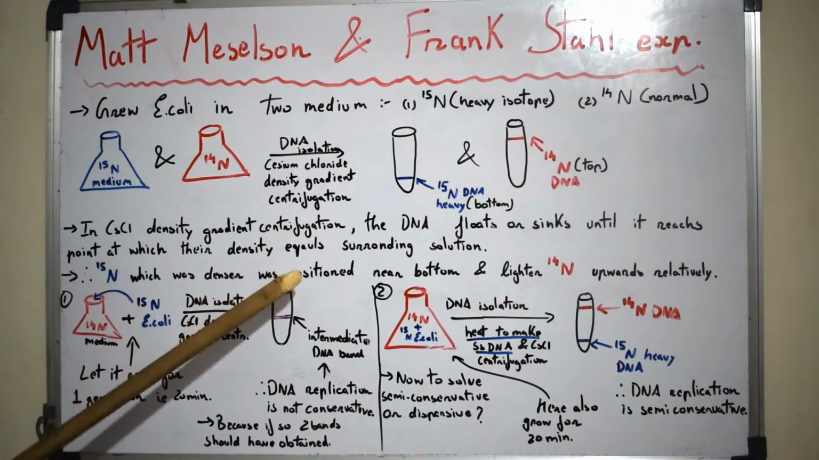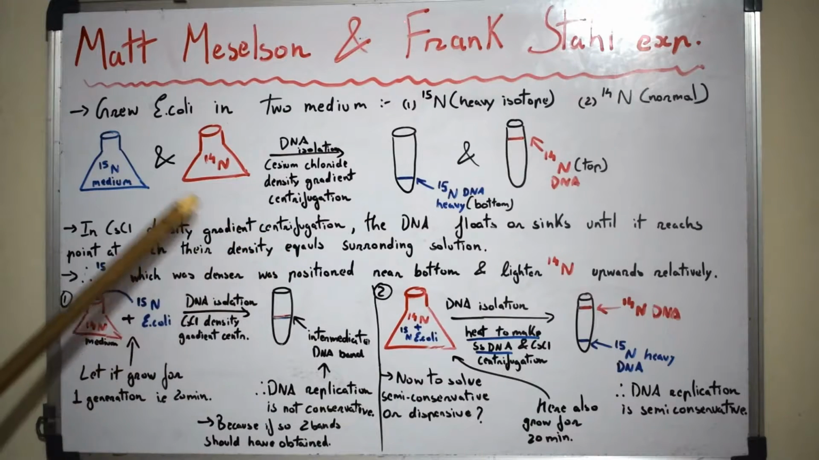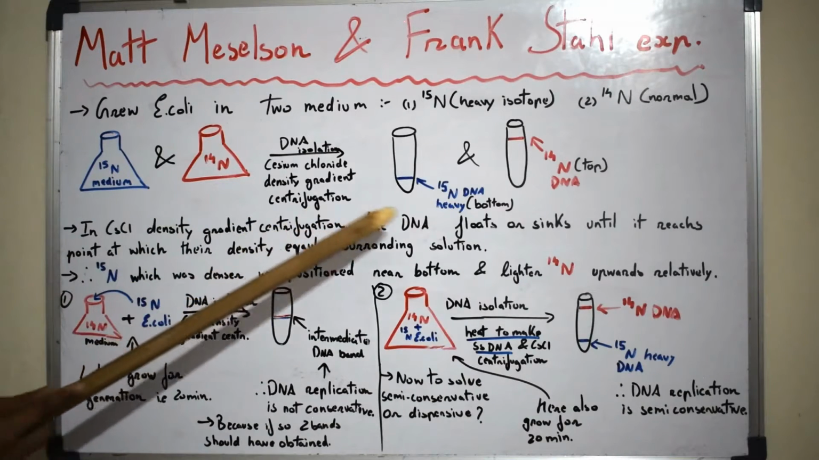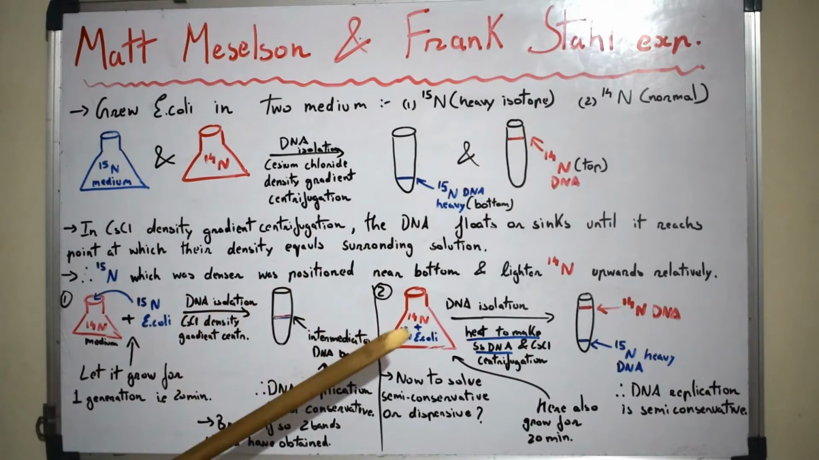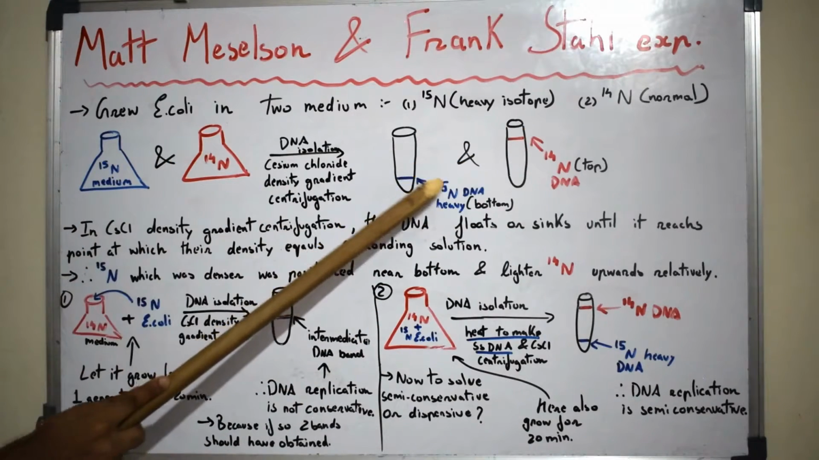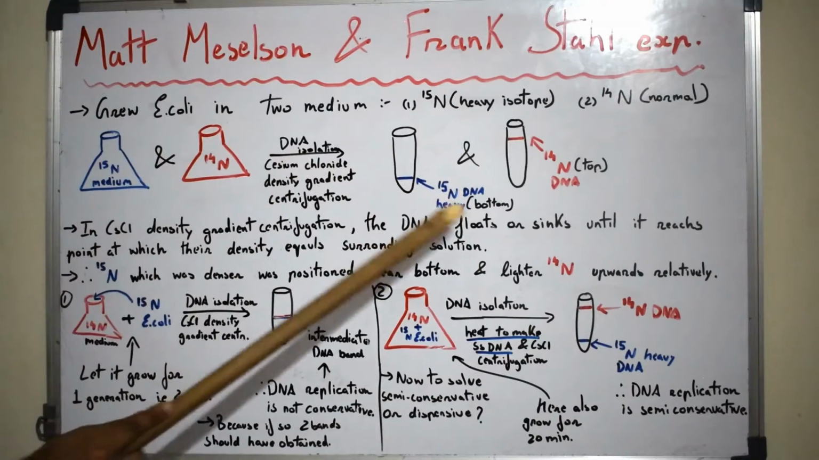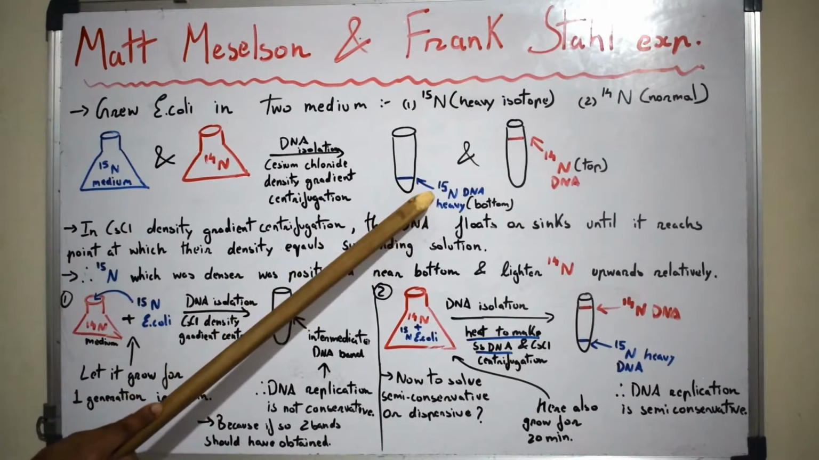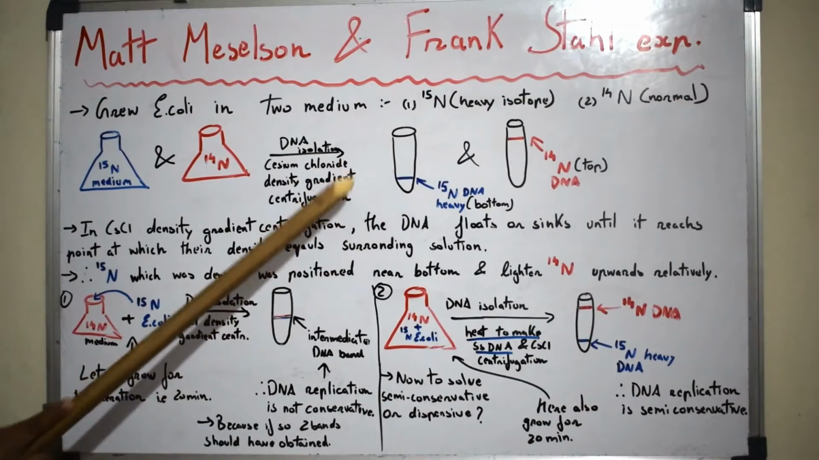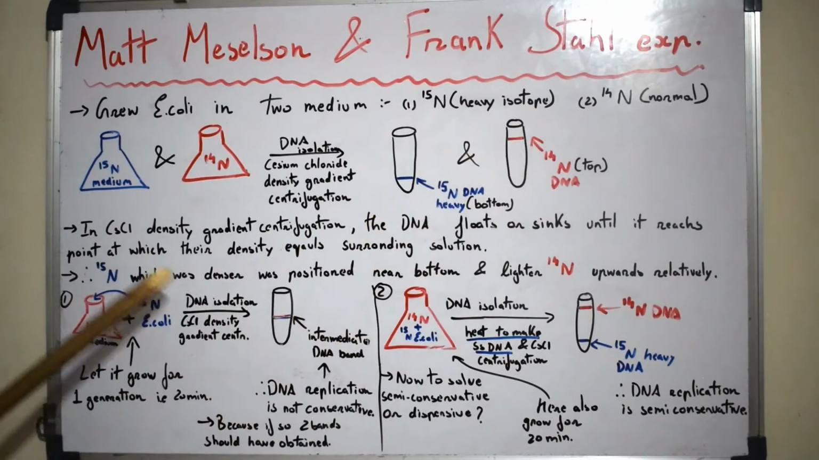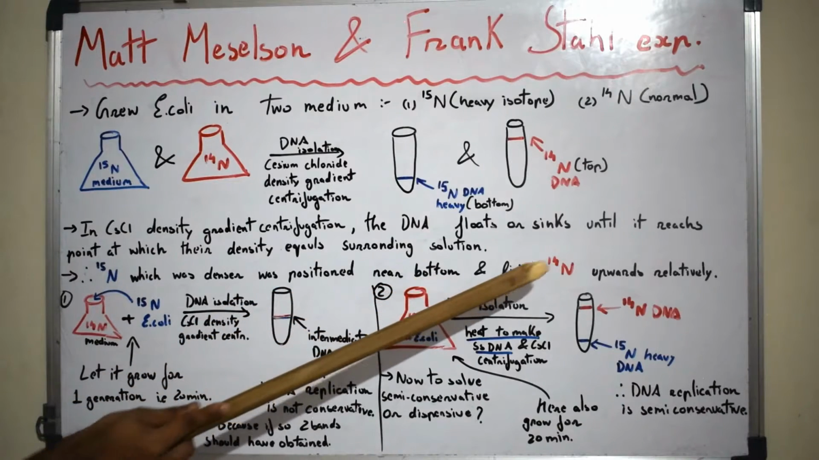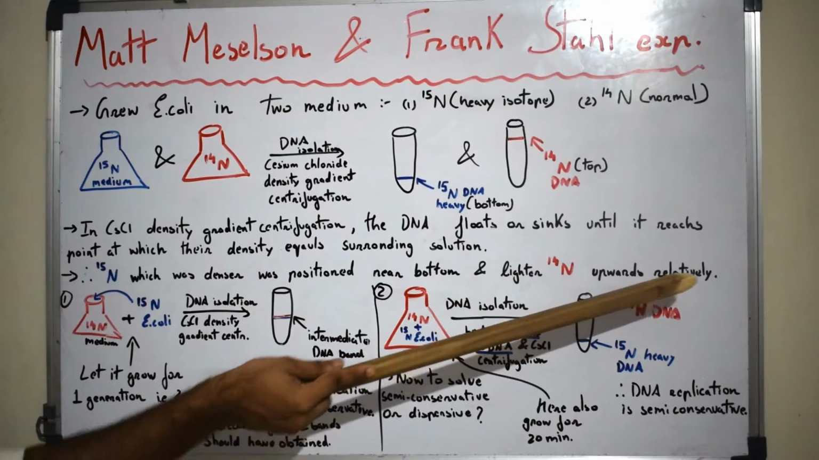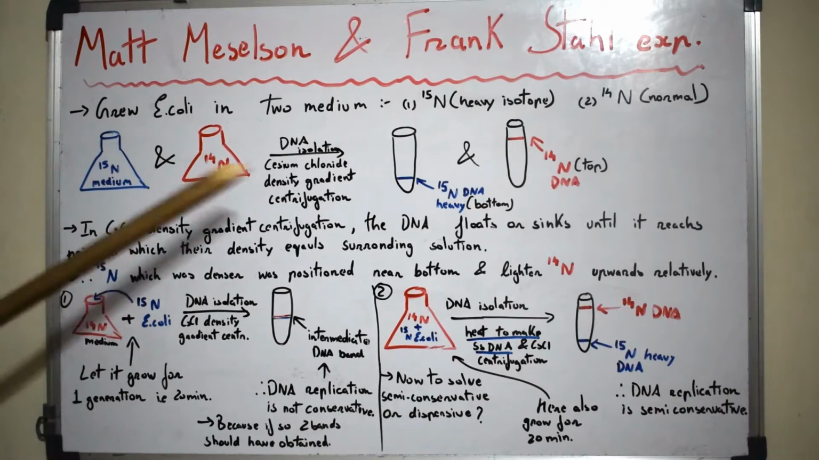So from this statement we can suggest that the DNA which is denser will settle at the bottom and the DNA which is lighter will move out to the top. So we can guess that the 15N DNA isolated from this flask settled at the bottom after the density gradient centrifugation, and the 14N DNA was at the top. So the 15N DNA, which was denser, was positioned near the bottom and the lighter 14N was relatively upwards. Now this was the basic experiment.